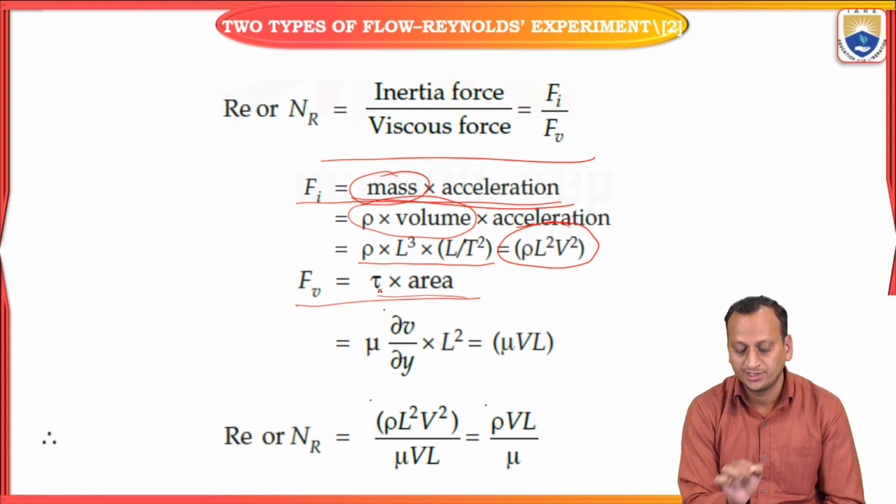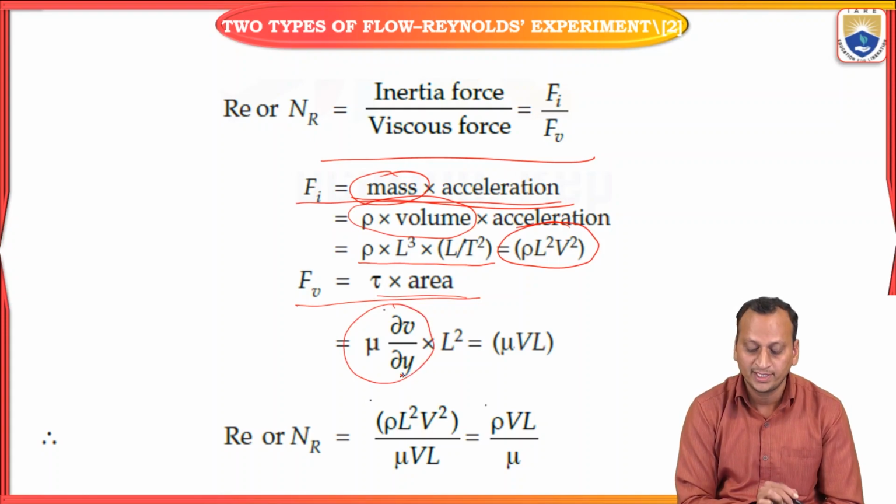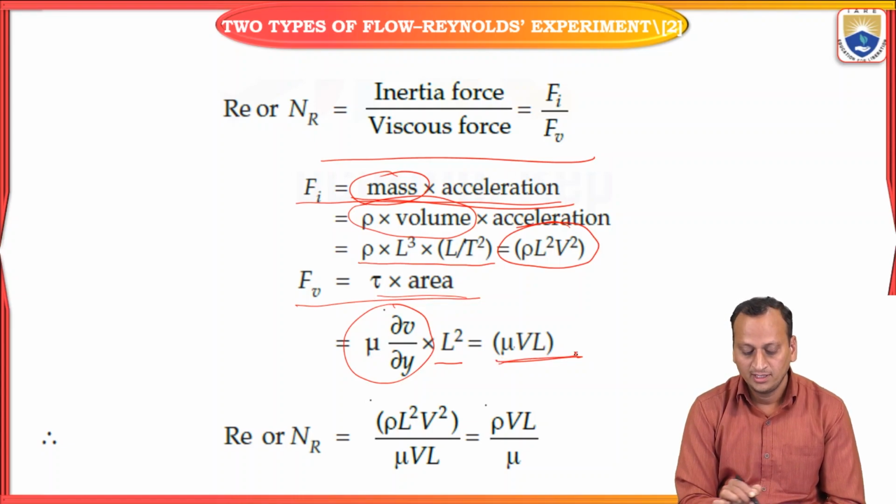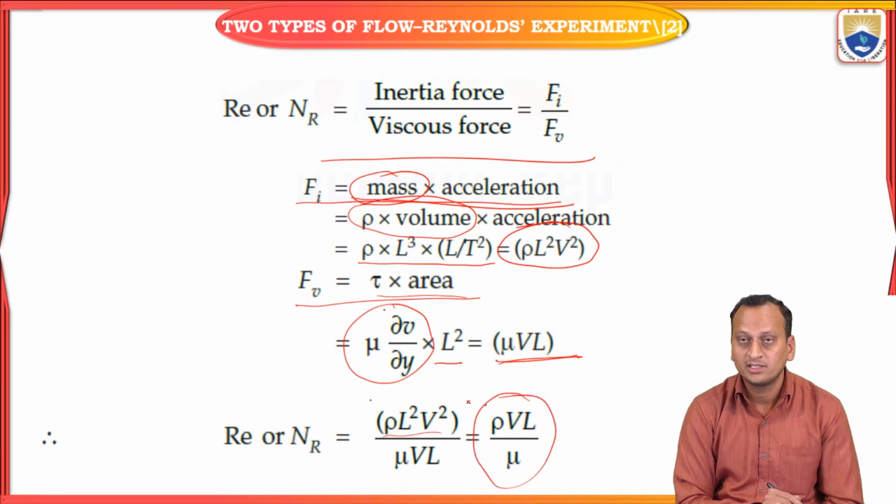Shear stress into area, where shear stress is mu into dou V by dou y, and area is L square. So from this we can write mu VL. This is the dimension of viscous force, mu VL. So rho L square V square by mu VL gives rho VL by mu, this is the expression for Reynolds number.